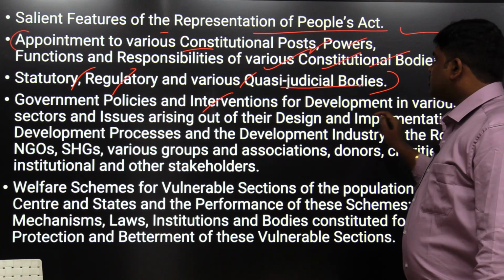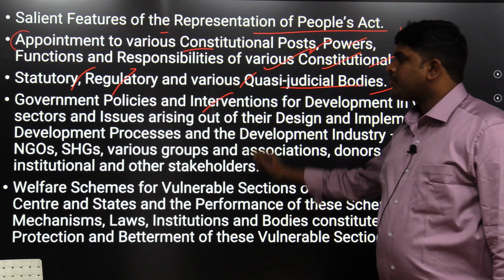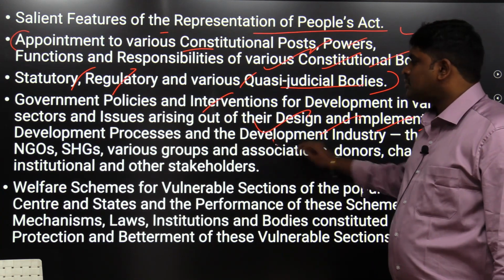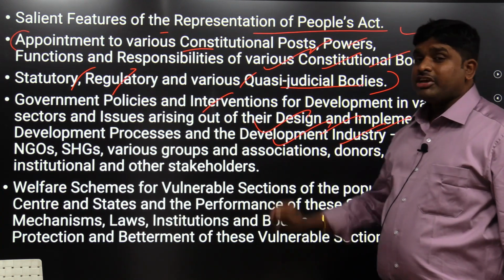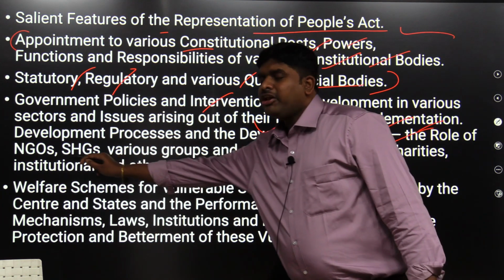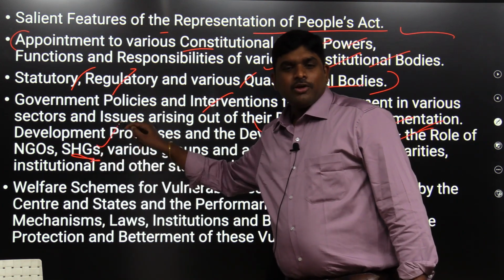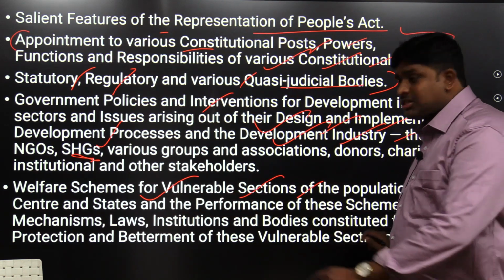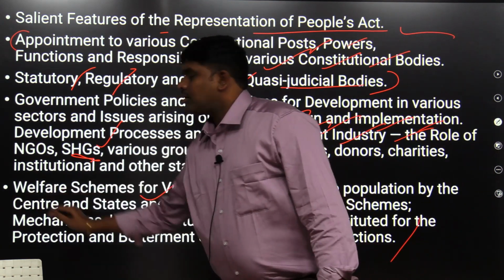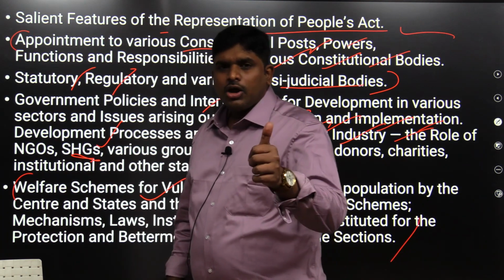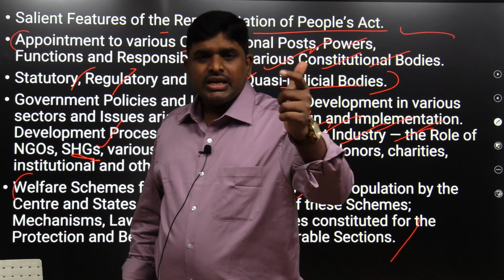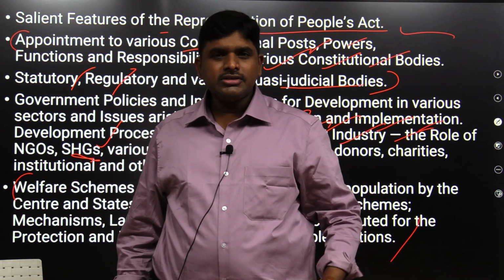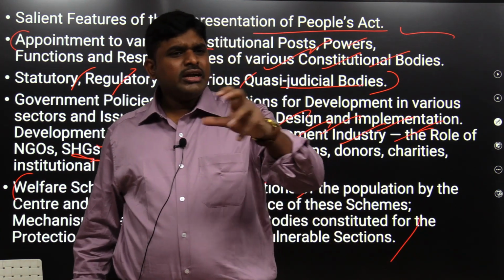Government policies and interventions for development in various sectors and issues arising out of their design and implementation, development processes and the development industry, the role of NGOs, self-help groups, question came. What are self-help groups? Welfare schemes for vulnerable sections. This is social justice. Vulnerable sections: SC, ST, OBC, LGBTs, these all are vulnerable sections. The questions are direct.